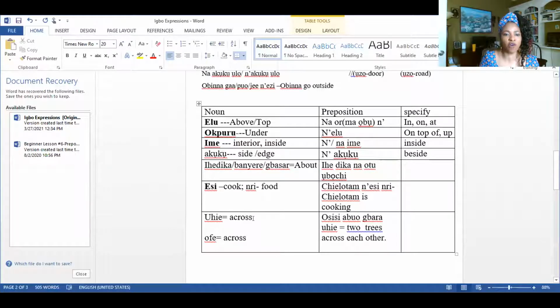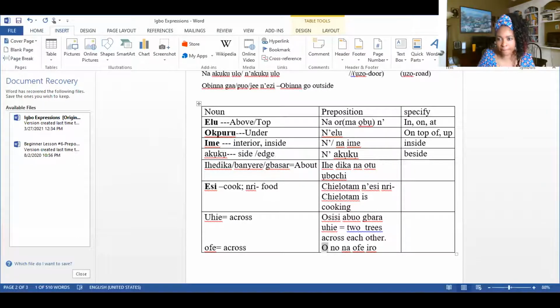So when you want to say ofe, like across the road, on the other side of something, you have to cross the road. It is across the road. Onona ofe iro. Iro means road. The o is always it, she or he, depending on the context. So it is across. Remember, it's telling you where it is. It's telling you the location. Onona ofe iro. It is across the road.